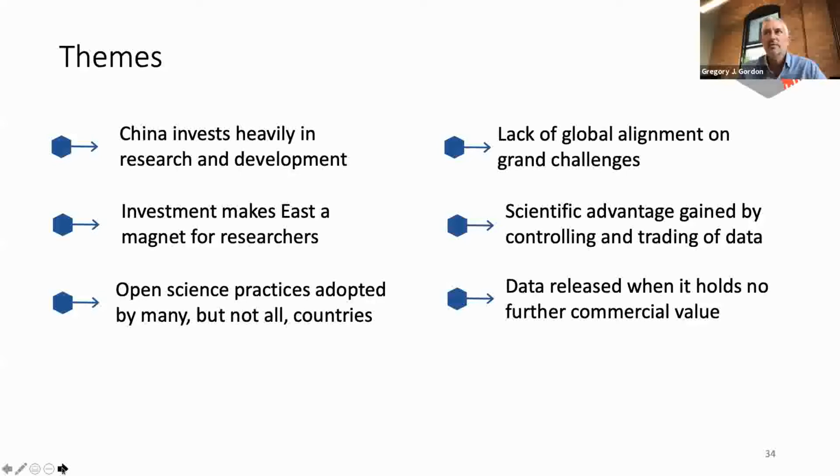Now, we believe that we would see data released when it holds no further commercial value, but again, there is that element of commercialization to the data, to the findings, to the code. So there may be a little bit of delay as some of that is made available more broadly.